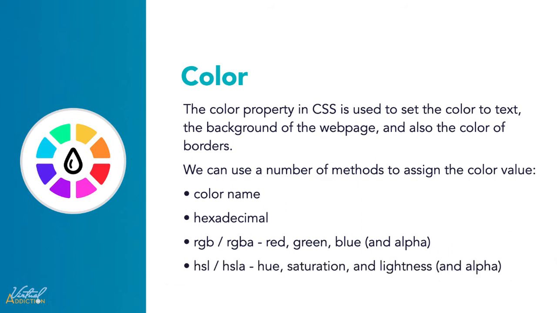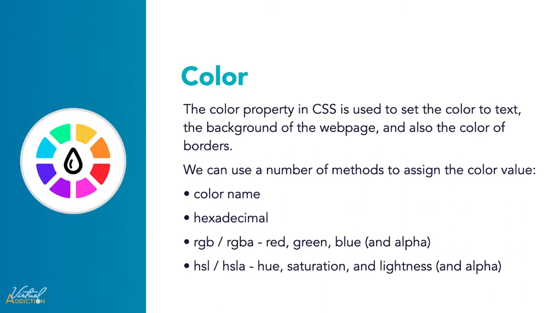And then we have HSL or HSLA. HSL stands for hue, saturation, and lightness, and the A, of course, is for alpha. The range of hue will be from 0 to 360 degrees. Think the colors on the color wheel. Saturation means the gray effect. This goes from 0 to 100%. And lightness means the effect of light, which ranges from 0 to 100%.